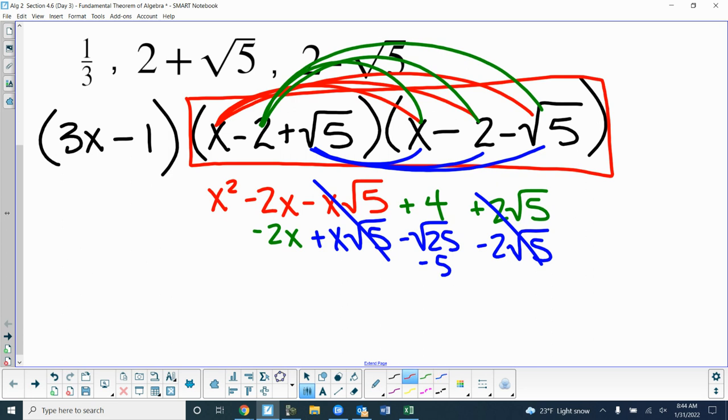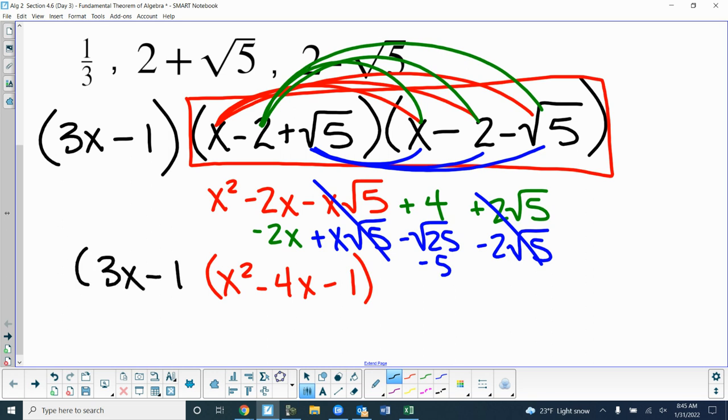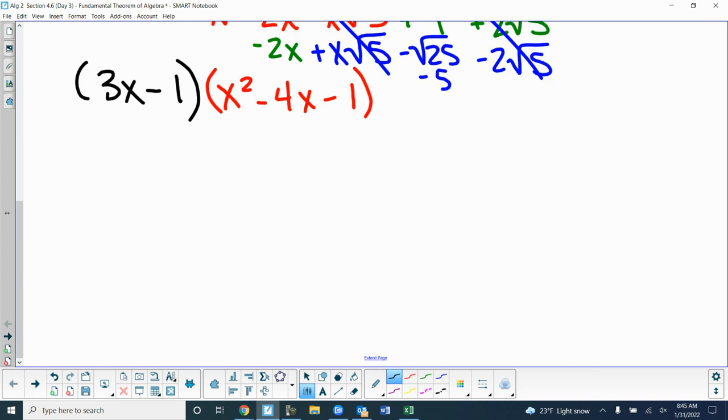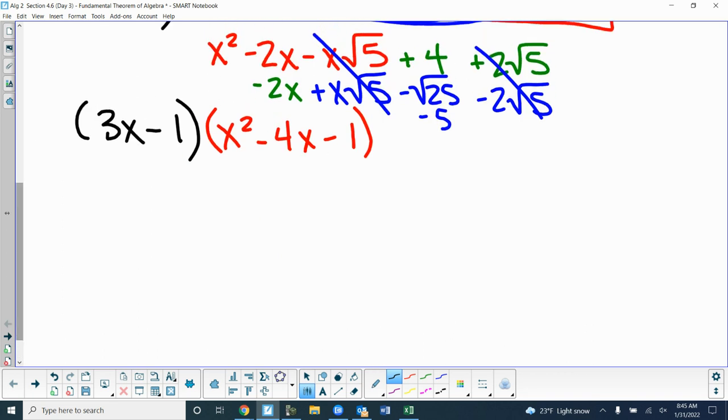So this answer would be x squared minus 4x minus 1 times the 3x minus 1. Okay? Now it doesn't have any radicals, no fractions, any of that stuff for you. Now put the 3x minus 1 times that. So 3x times x squared is 3x cubed. 3x times negative 4x is negative 12x squared. And 3x times negative 1 is negative 3x.